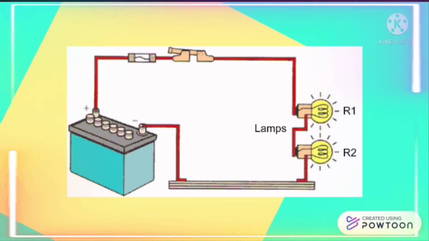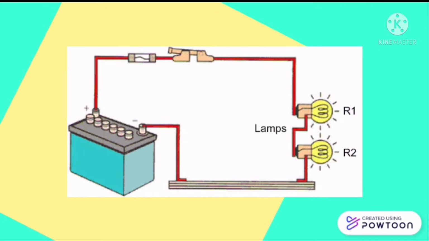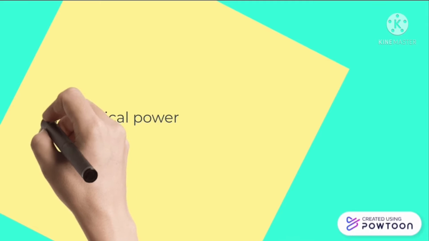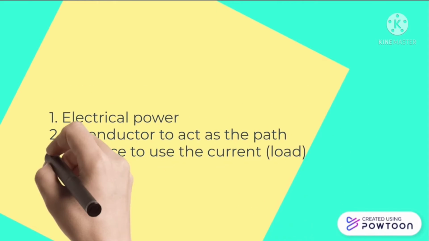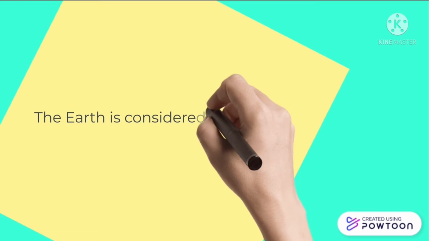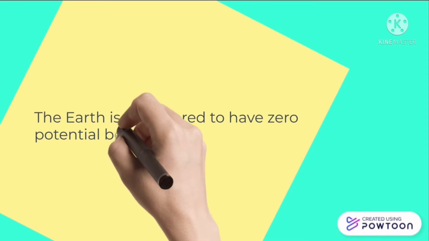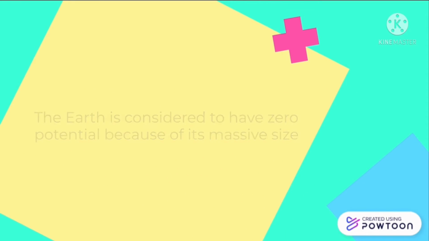The path of electrical current must make a complete loop for the current to flow. This loop includes the source of electrical power, a conductor to act as the path, a device to use the current called a load, and a path to the ground. The Earth maintains a relatively stable electrical charge and is a good conductor. The Earth is considered to have zero potential because of its massive size.